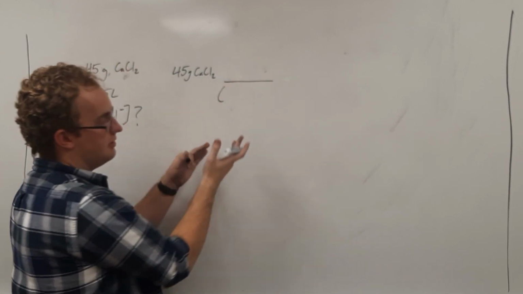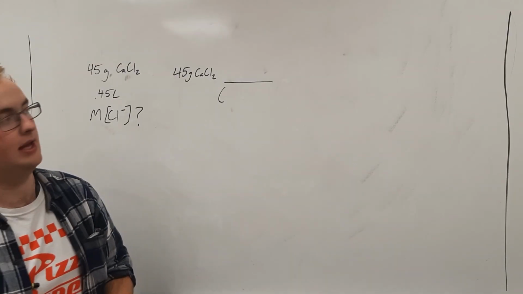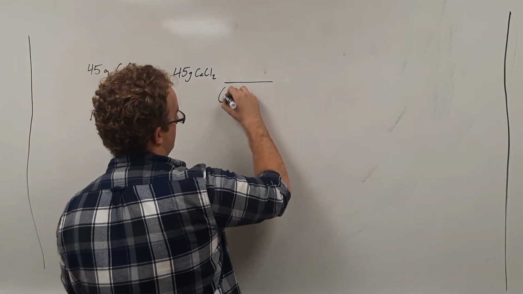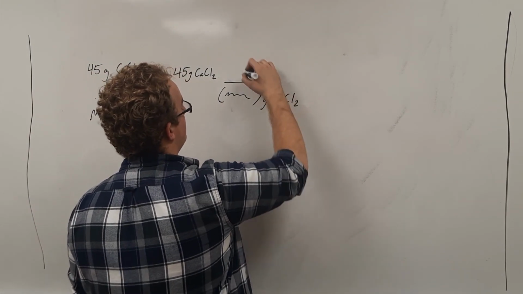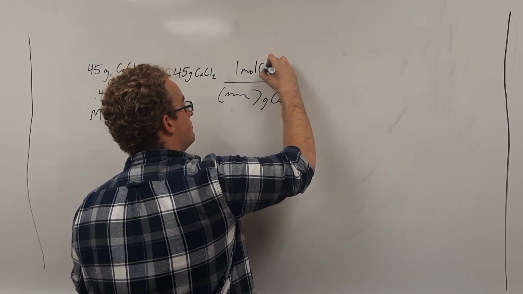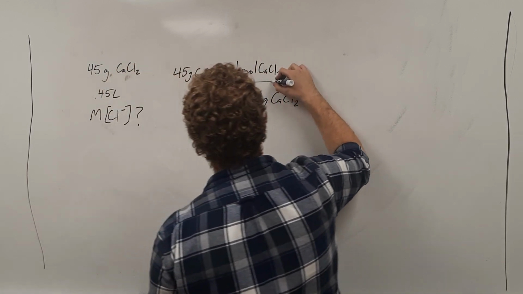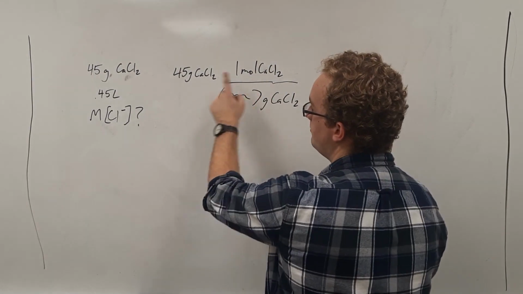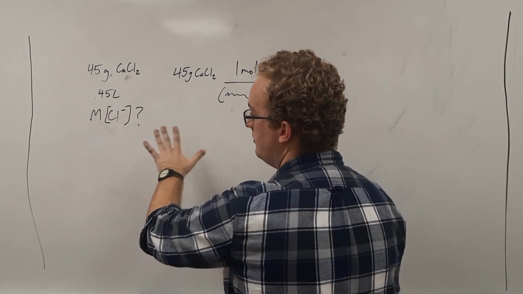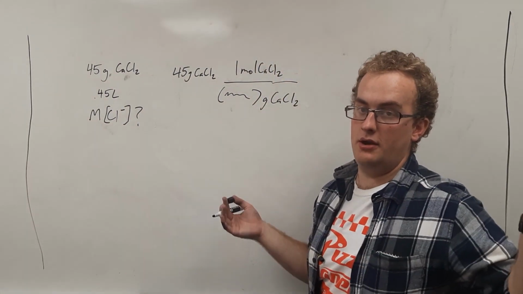We convert 45 grams to moles. And this is going to be just the molar mass that we added up from the periodic table. I'll just say this is grams of CaCl2 for 1 mole, right? But now the tempting thing might be to just divide this number by that amount of volume, and then we have moles per liter. That's molarity. We're done, right?